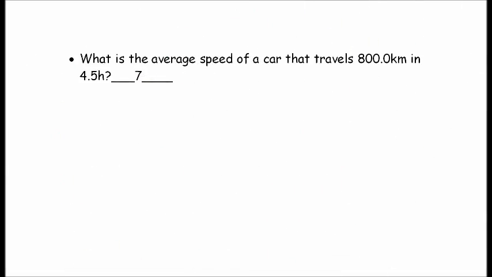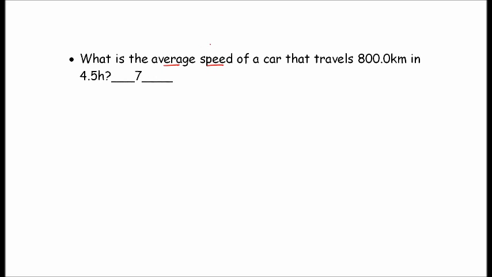In problem 7, we're asked to find the average speed of a car that travels 800.0 kilometers in 4.5 hours. It's a fairly simple problem, but there are some things that you have to remember. The first thing we're going to do is look at the problem and decide what information we're given in the problem. In this problem, we're asked to find the average speed.